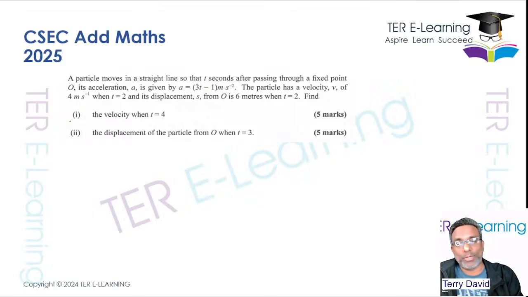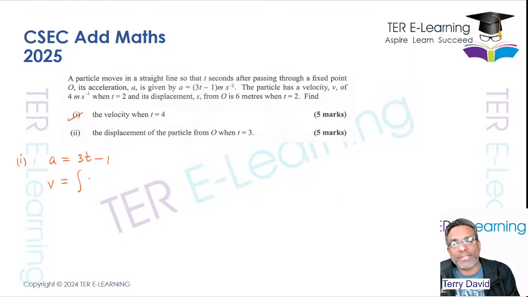All right, so here's what I want. The first part, they want the velocity when t is equal to 2. So this is part 1. I have acceleration given by 3t minus 1. And if you want to work out your velocity, I have to integrate this. So this is going to be the integral of 3t minus 1 dt. When I integrate 3t, I'll get 3t squared all over 2 minus t plus c.